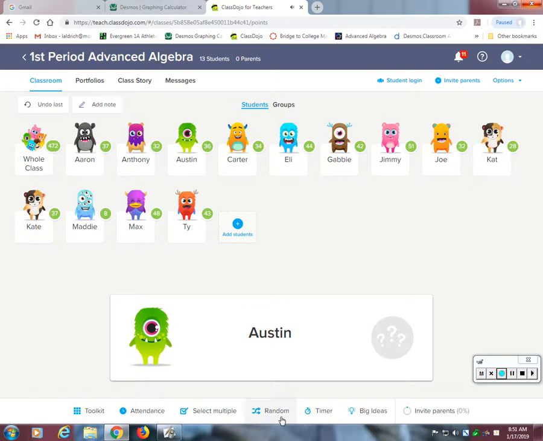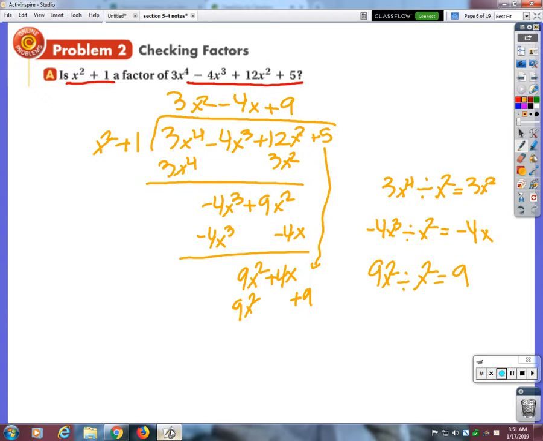And we can stop the madness right now. Austin, the question was, is that a factor, yes or no? I think we know the answer. Will there be a remainder? Yeah, it is not a factor because this will be 4x. 5 take away 9 is negative 4. X squared is too big to go into 4x. So this thing would be our remainder. So that means that it is not a factor.